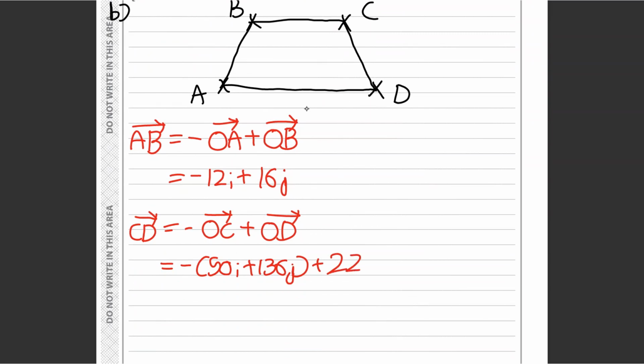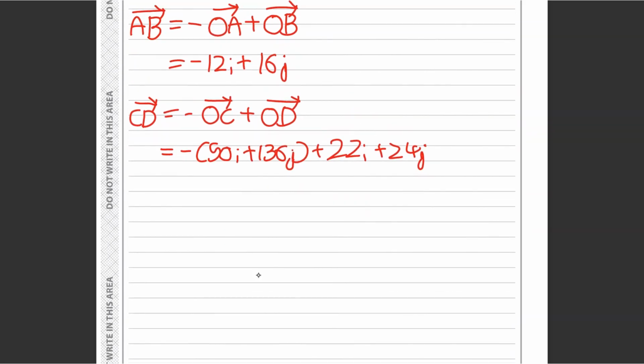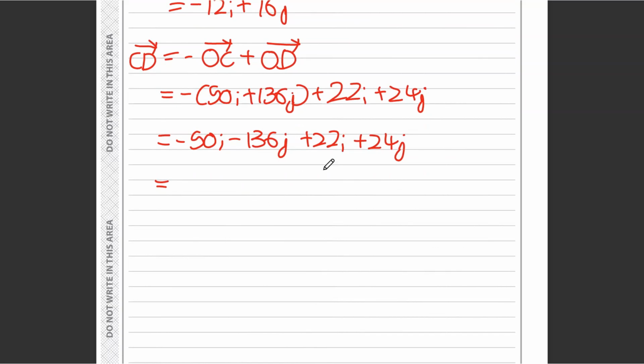Remember, this minus needs to be in front of OC, so it's in front of both of this 50i plus 136j. So if we expand this, it's going to be minus 50i minus 136j plus 22i plus 24j, and then we can simplify this, so it's going to be minus 50i plus 22i, which is equal to minus 28i, and then minus 136j plus 24j is going to be minus 112j.